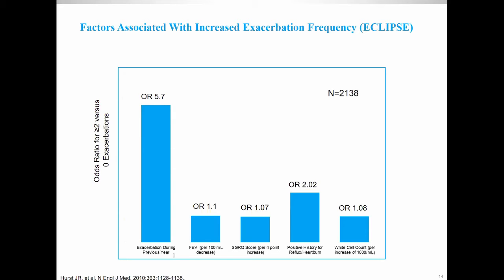What are the other predictors? The lower the FEV1, that makes sense, less reserve. The SGRQ score, which stands for St. George Respiratory Questionnaire, is a long-winded questionnaire with greater than 40 questions. We use it for research purposes, but the higher the score, the more impaired your quality of life. And that's a risk factor and predictor of increased exacerbation risk. So is reflux, and so is an elevated white count on your index admission. Next slide.